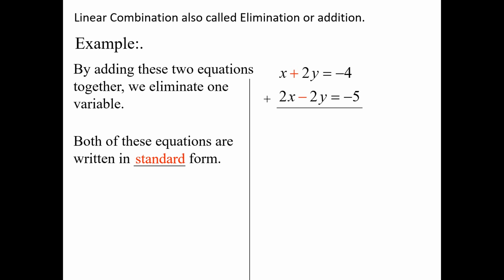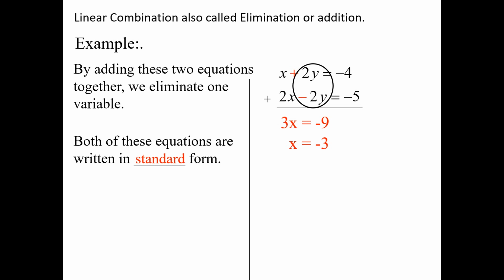I'm going to add x and 2x. I get 3x from that. 2y minus 2y is 0. And -4 minus 5 is -9. I now divide by the 3, and I get x is -3.